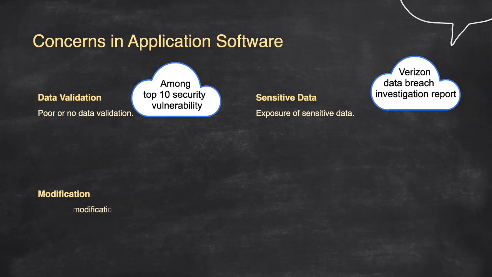Moving next, let's talk about data modification. Data integrity is crucial in applications, and the risk of unauthorized or accidental data modification can compromise the accuracy and reliability of an application. Weak access control or inadequate tracking of data changes can lead to unauthorized data alterations. A banking app that does not properly secure its database could allow unauthorized users to change transaction records.